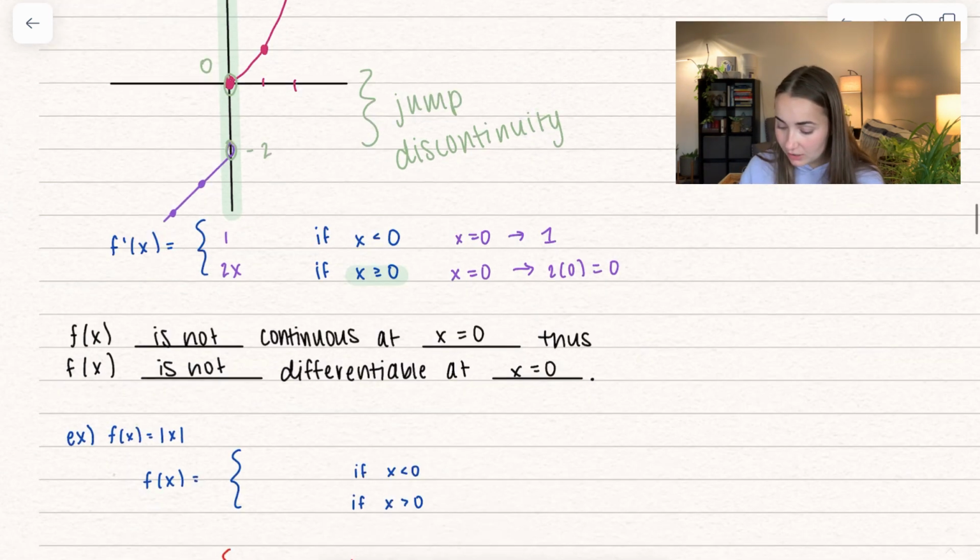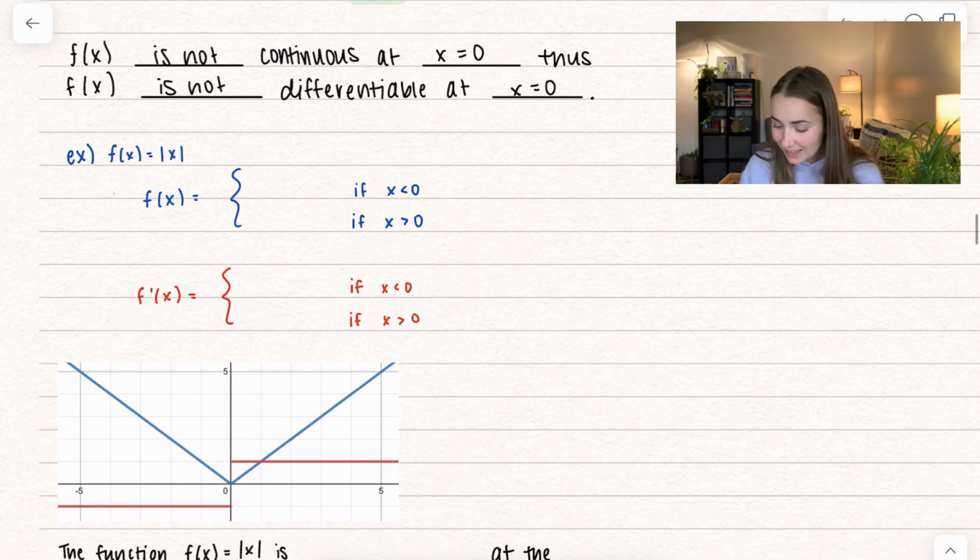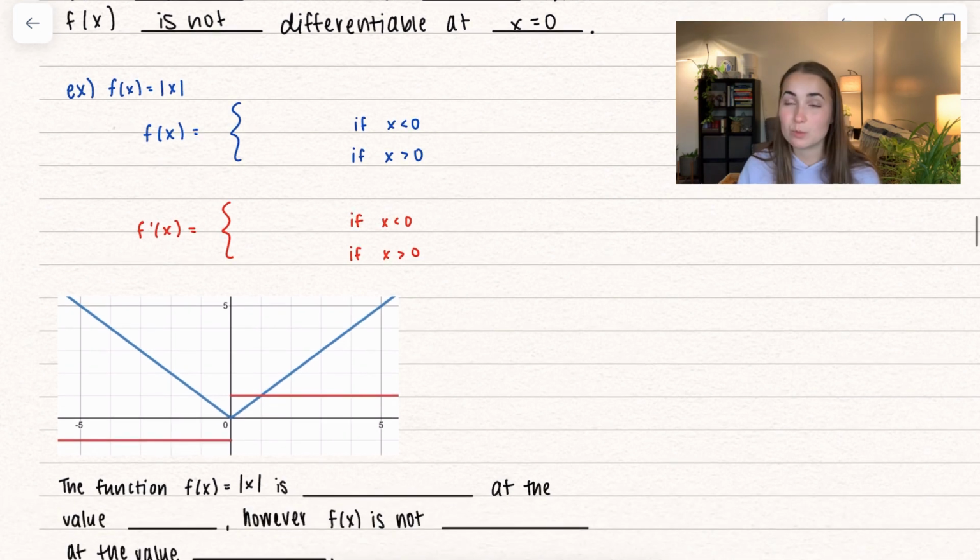Okay, so we are going to look at an interesting example. We have the absolute value of x, and I'm going to go ahead and rewrite it because right now we're not sure how to find the derivative of the absolute value of x. So I'm going to split this into two separate functions. Let's go ahead and look when x is less than 0. We have a negative linear function of negative x.